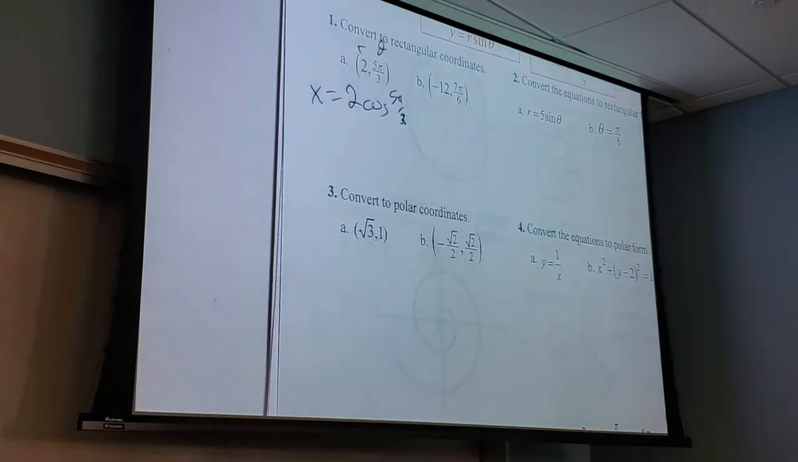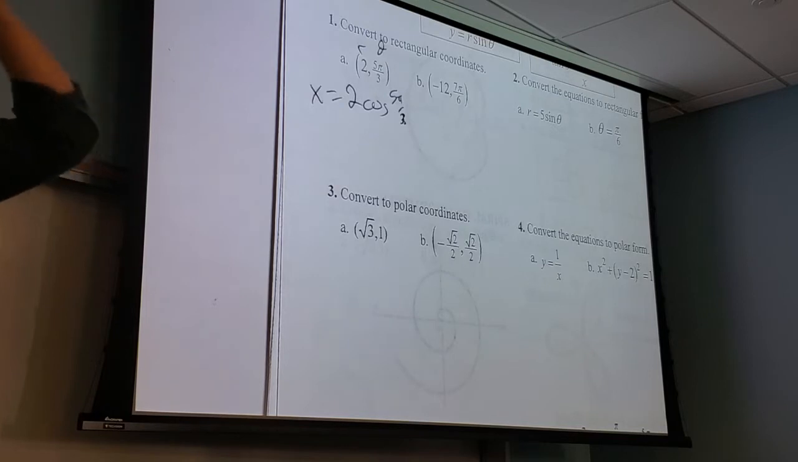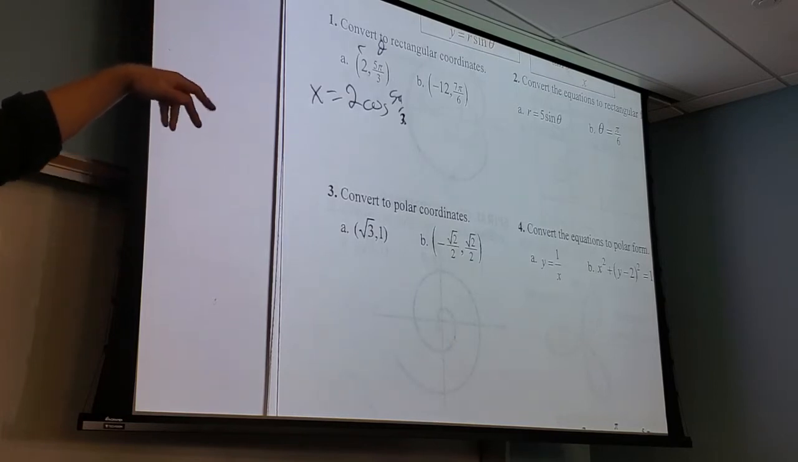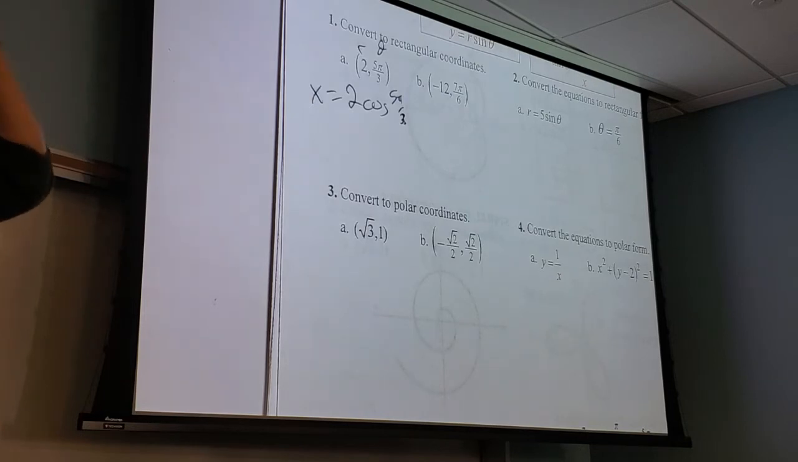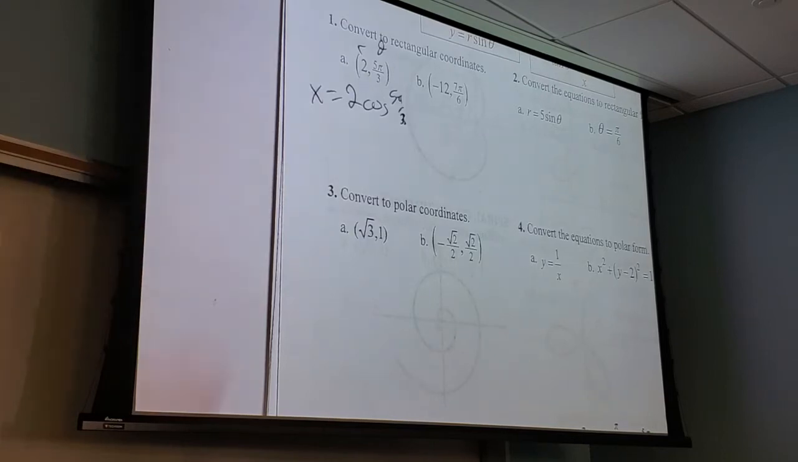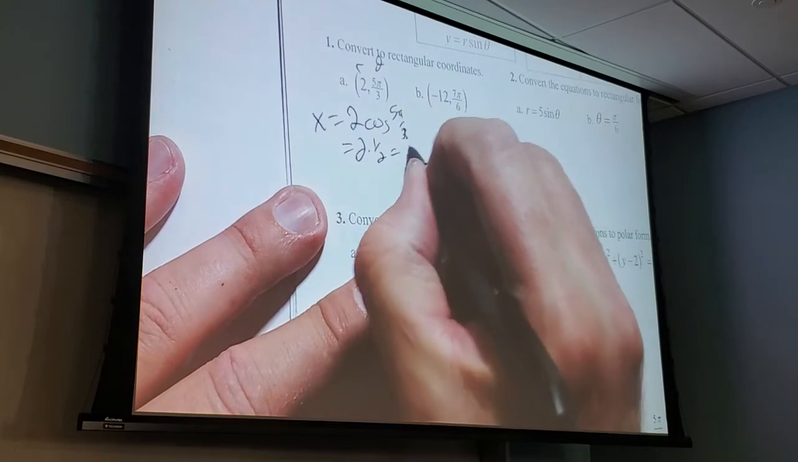Anyone know what cosine of 5 pi over 3 is? What quadrant is that in? Well, it's just shy of 6 pi over 3, which is 2 pi. So what quadrant is it in? Fourth quadrant. It's just shy of 2 pi, so it's fourth quadrant. Reference angle is pi over 3, 60 degrees. What's the cosine of 60? A half, and that's in the fourth quadrant, which means it's positive. So this will be twice 1/2, which is 1.